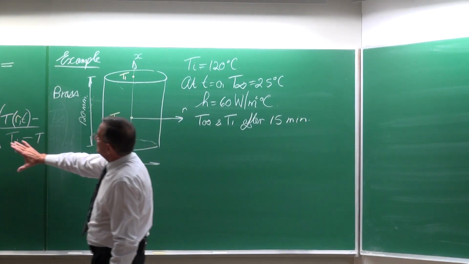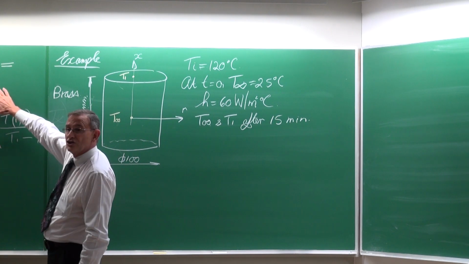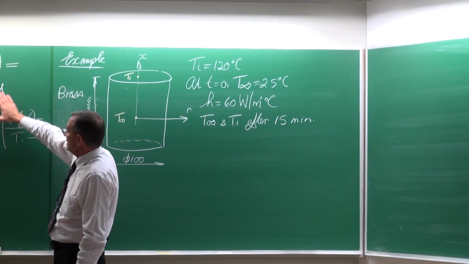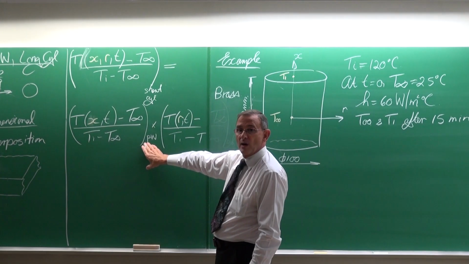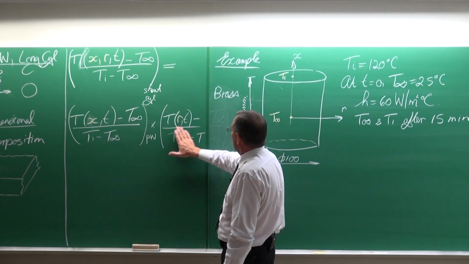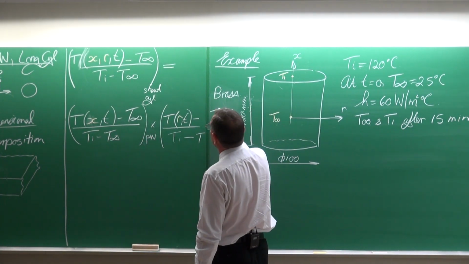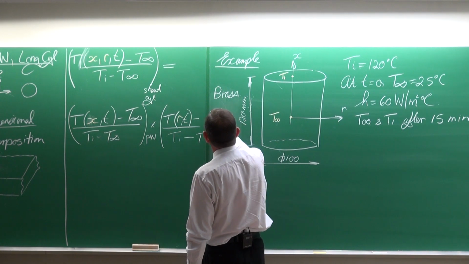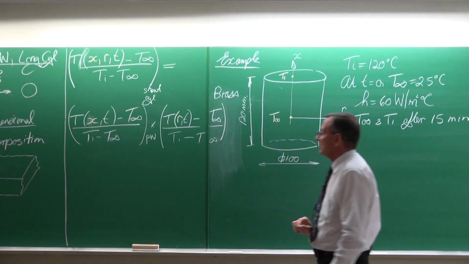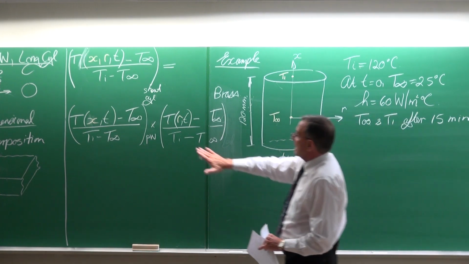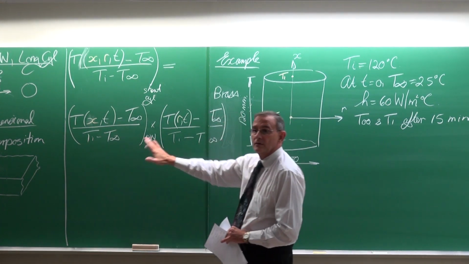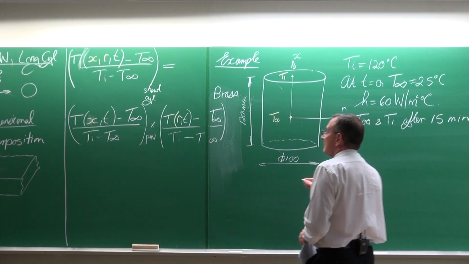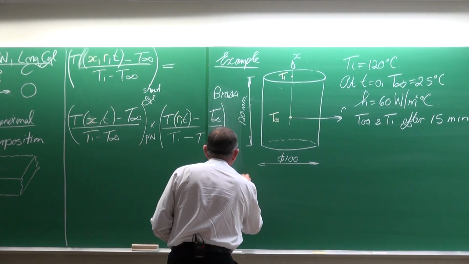Right, so if we look at this solution, it says the solution for a short cylinder is the solution for a plain wall multiplied by that of the long cylinder. We just put it back like that. Okay. So let's first look at this part of the problem, the plain wall part.